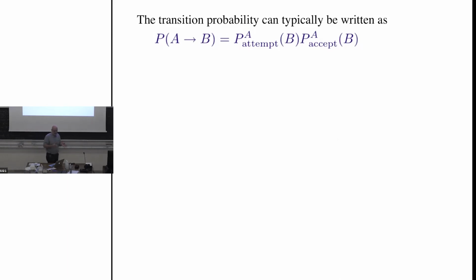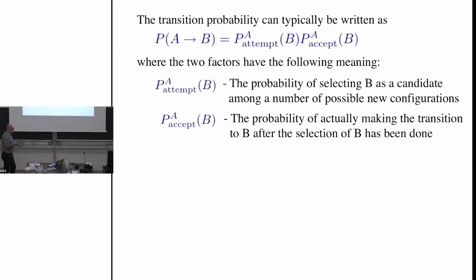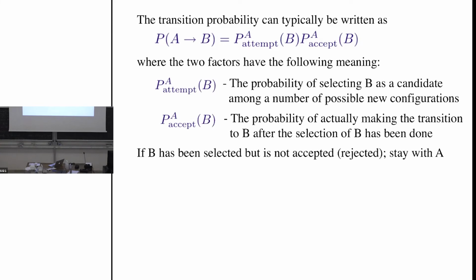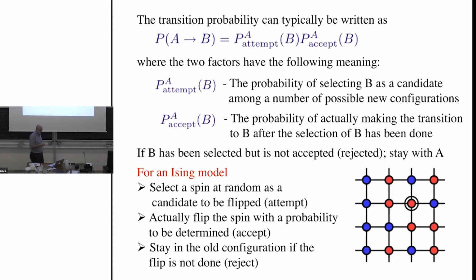But with that, we will not satisfy the detailed balance condition by itself. We also have to consider an accept probability, by which we mean once I have selected my spin, there must be a certain probability to actually flip it or to decide not to flip it. That we call the acceptance probability. So if we don't accept, meaning we actually flip, we think of that as rejecting our update, and we stay in the old configuration, which is here called A.